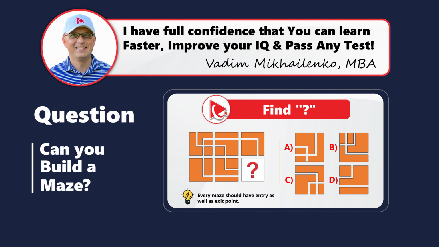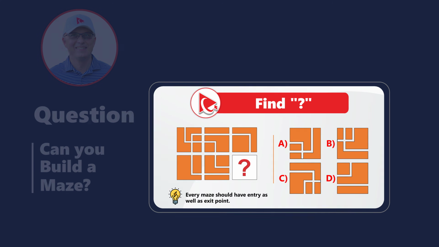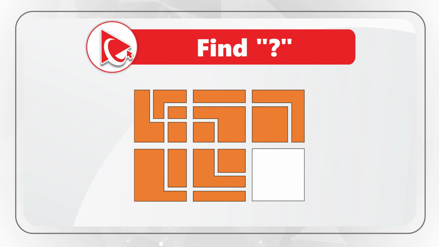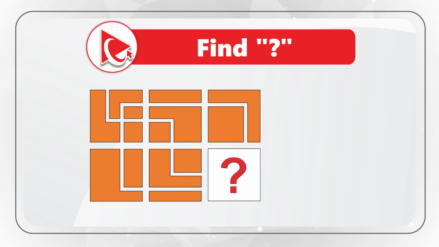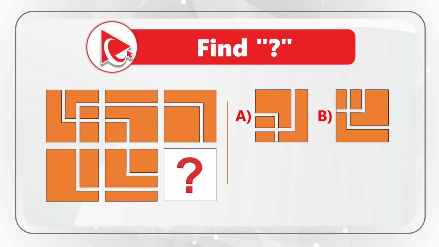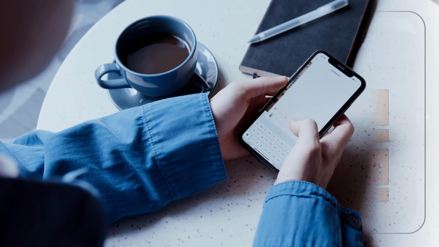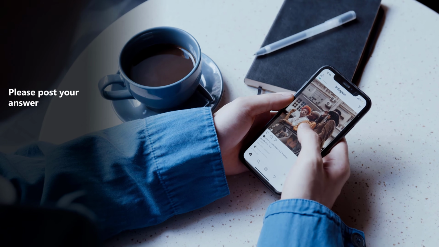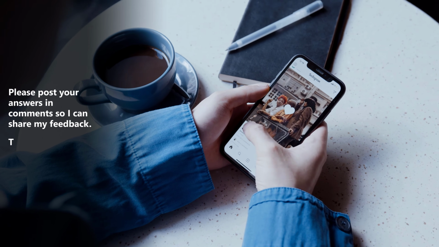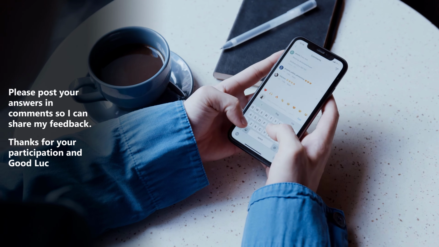And now I have a surprise question for you. You're presented with a maze, which is missing one section. You need to complete the maze by selecting one out of 4 possible choices: A, B, C, and D. Take a close look to see if you can find the missing piece. And once ready, make sure to post your answer in comments so I can share with you my feedback. Thanks for participating and good luck.